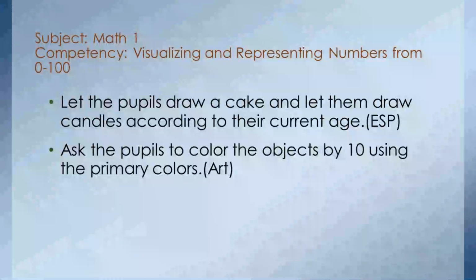Let us consider the following examples. Subject, Mathematics 1, Competency, visualizing and representing numbers from 0 to 100. Let the pupils draw a cake and let them draw candles according to their current age. Concept, Pagkilala sa sarili, which is taught in ESP. Another activity is to ask the pupils to color the objects by 10 using the primary colors. Concept, primary colors, which is taught in art.